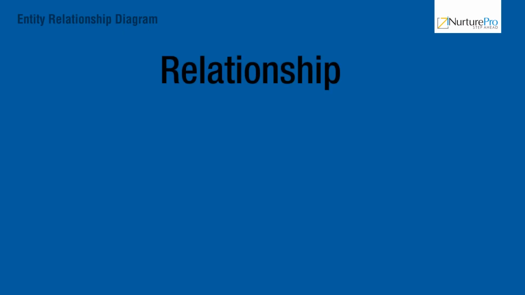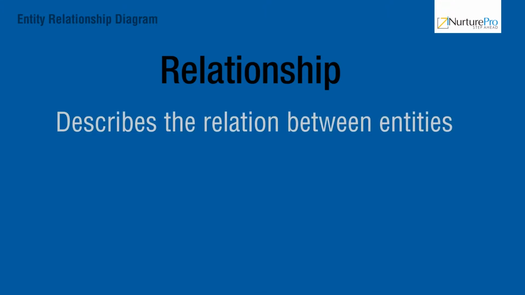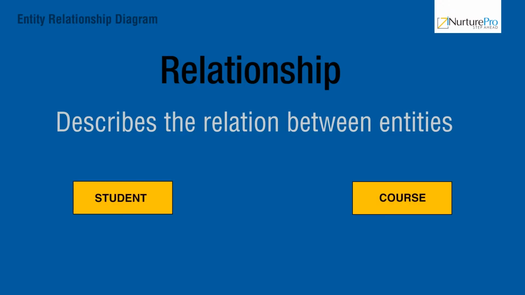Now that we know what an entity and an attribute are, let us see how we can form a relationship between each other. A relationship describes the relation between entities, and it is represented using the symbol diamond. For example, a student enrolls for a course. Here, enrolls is the relationship between the entities student and course.